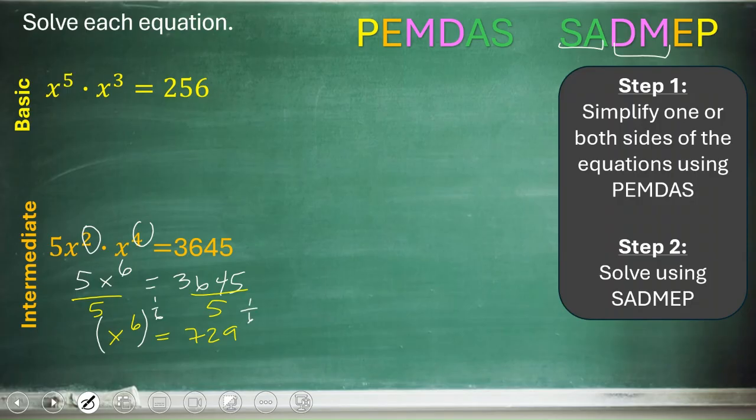All right, so when I do that, x to the 6th to the power of 1/6 is x to the 1, or just x, and 729 to the power of 1/6 is 3.